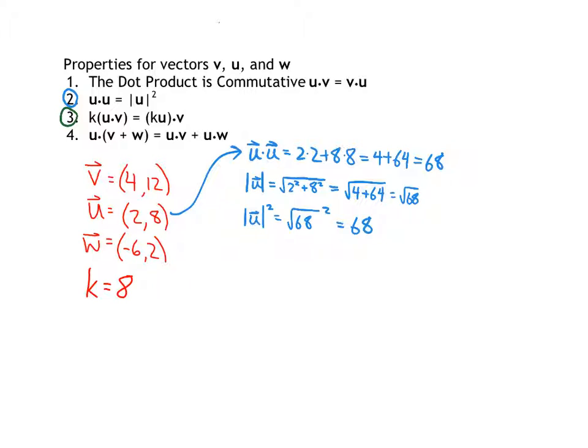So we have 8 times u dot v, okay? So u dot v, let's actually put them in there. The vector 2, 8, dotted with the vector 4, 12.